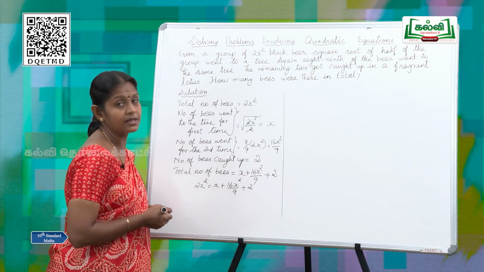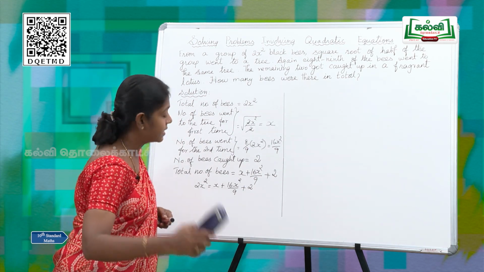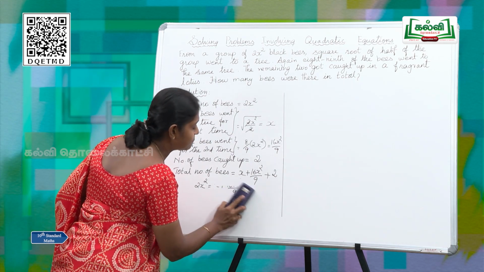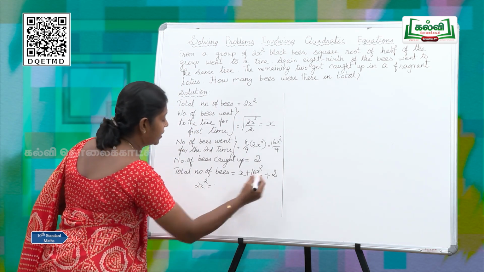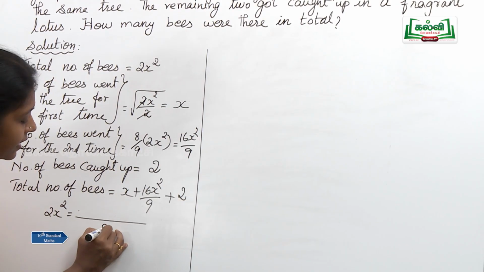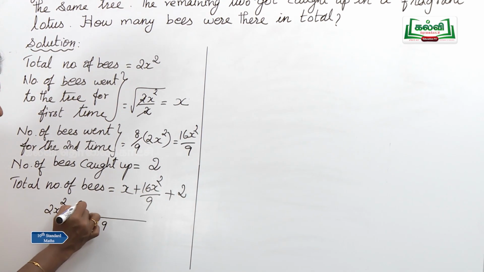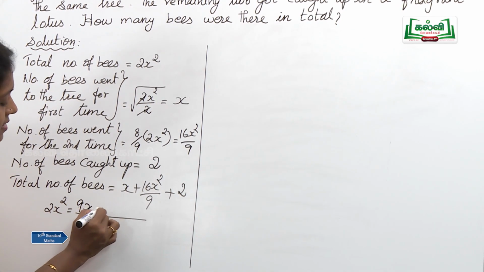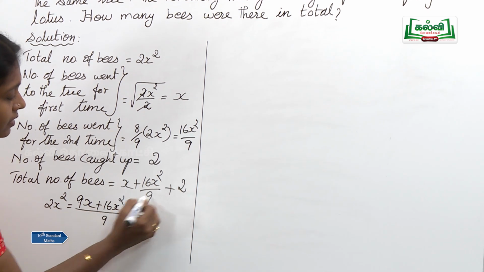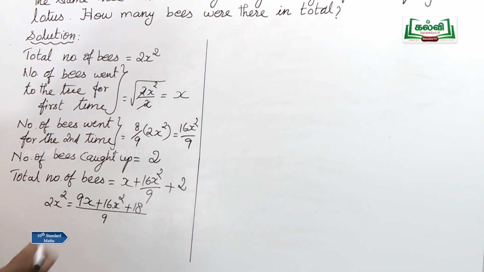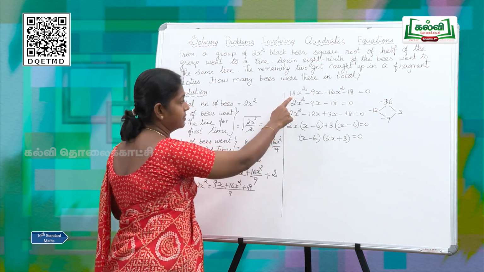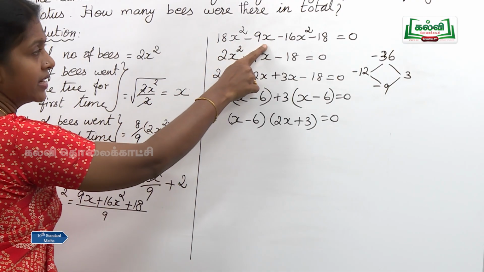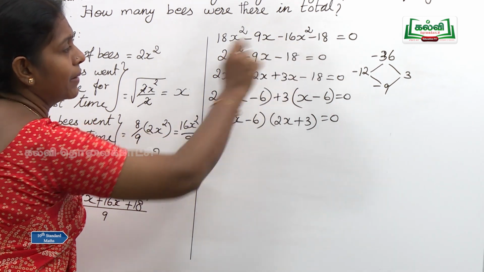Even here itself, you can find the LCM and simplify this equation. Now, listen, if you take LCM, what will you get? 9. This will be 9x and the same 16x squared, 9 2s are 18. So, after simplifying this, you will get like this. That means 18x squared minus 9x minus 16x squared minus 18.